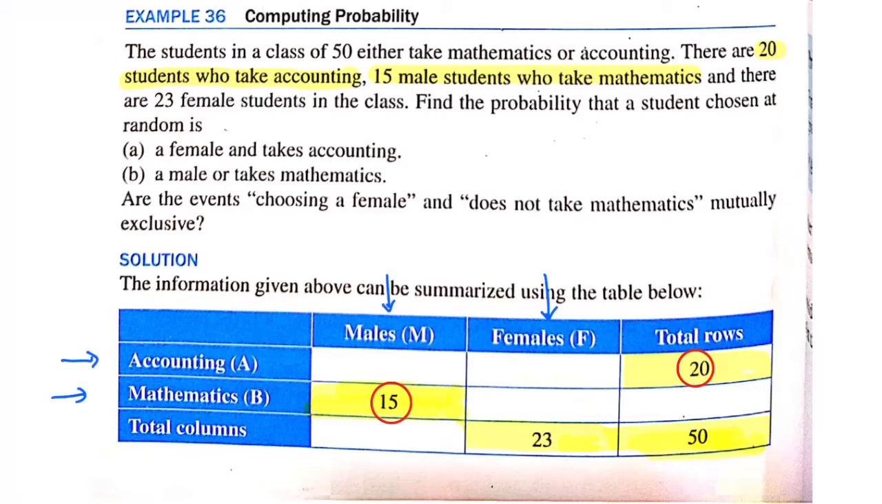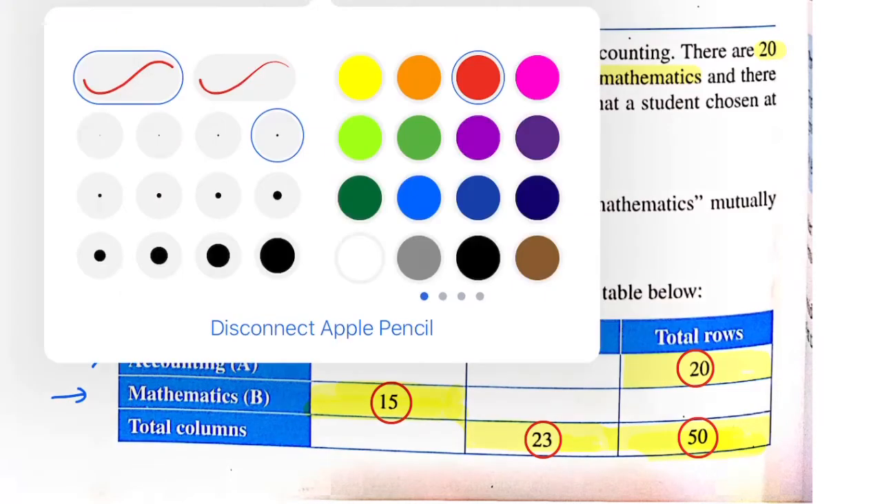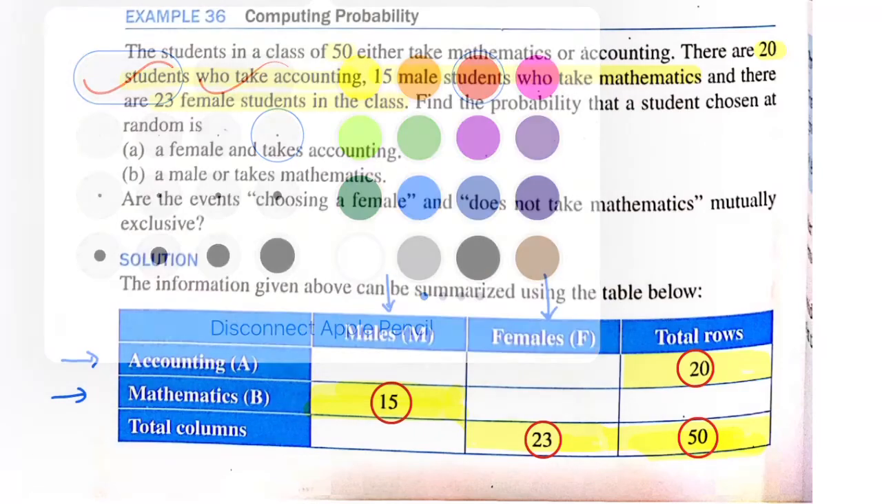Next statement. There are 23 female students in the class. So the total of female students here is 23. So that is all that is given. And don't forget the first statement here: there are 50 students altogether. So we can write that the total students, total for rows and also total for columns, should be equal to 50. So now let us fill in the information needed.